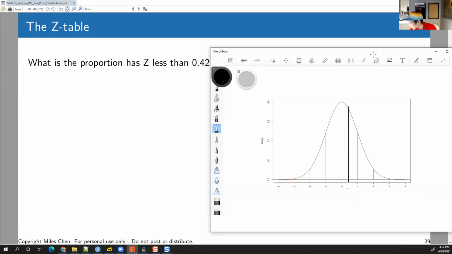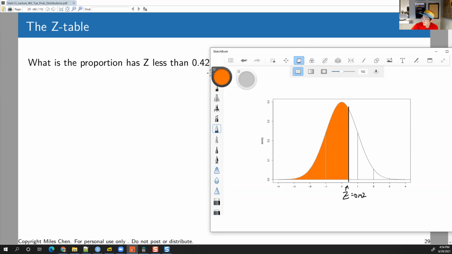We're going to just pretend this is z equal to 0.42, and I'm going to shade everything to the left of 0.42. So how much am I shading? How much area is this? That's the shaded area.